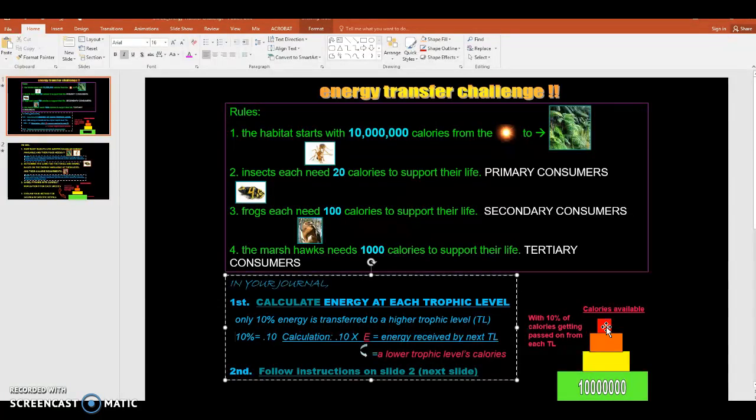All right. Once we figure out how many calories are at this trophic level, how many calories are at this trophic level, and how many calories are at this trophic level, then we're ready for slide 2. Let's go on to slide 2.